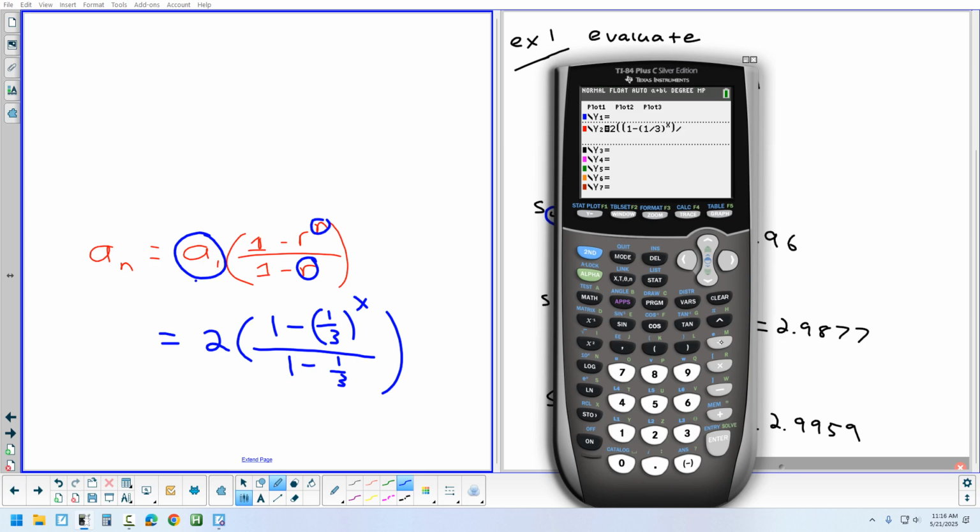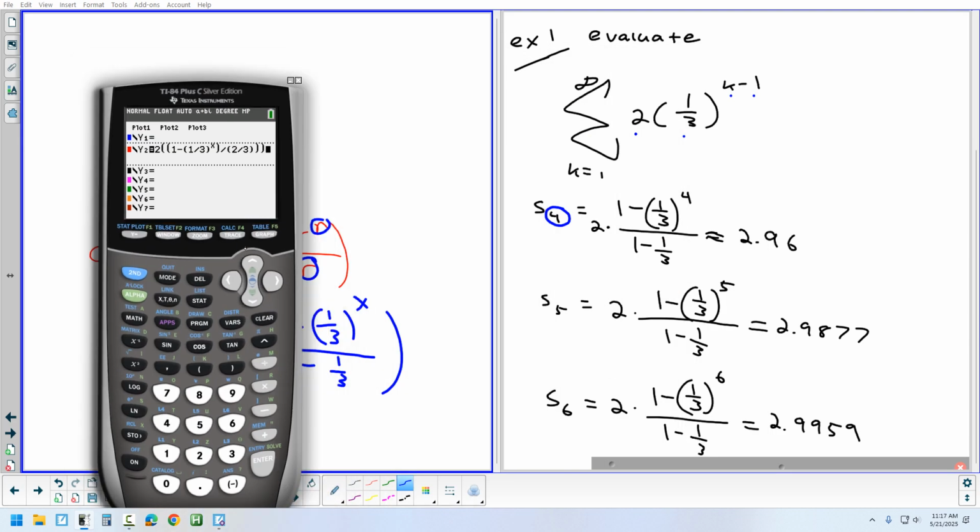And if we want to make the denominator simpler, then just type it in as 2/3. 1 minus 1/3. So divided by 2/3. So that's your denominator. And then close your fraction. And I think I need to close one more to keep that 2 on the outside of everything. I might have an extra set of parentheses, but that's okay. All right, now let's go to the table.